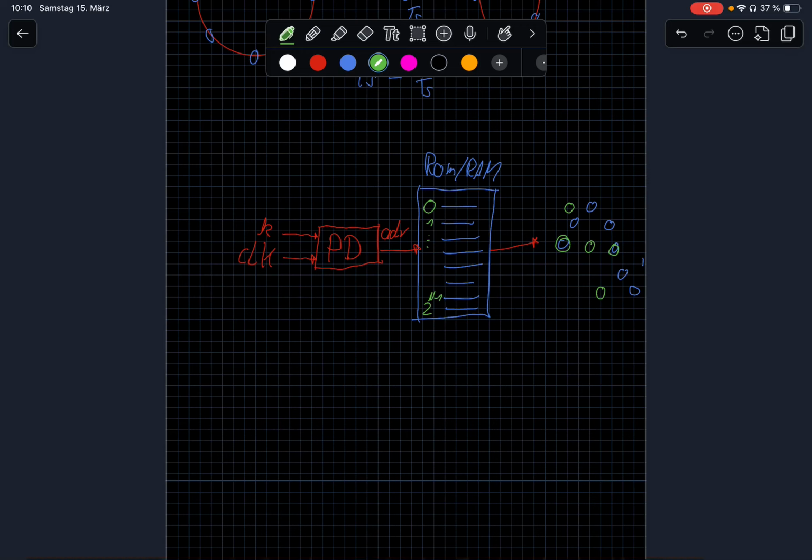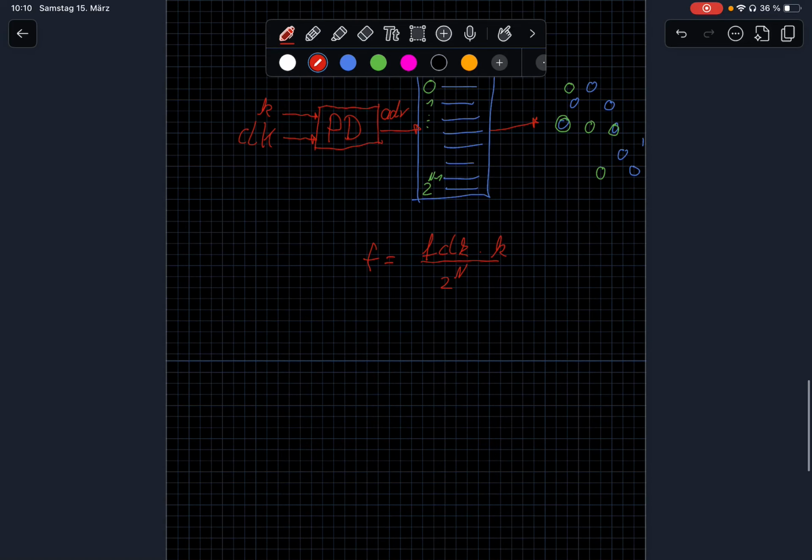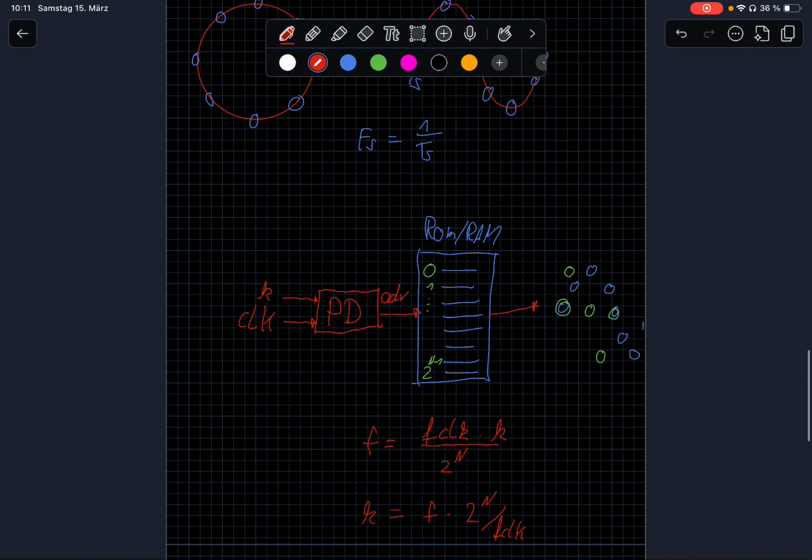When we want to calculate the frequency depending on these parameters, we can use the formula F equals F clock times K over 2 to the power of n. And also we can calculate the value K, which is F times 2 to the power of n over the clock frequency. With this knowledge, you should be able to set up your DDS compiler in Vivado without any trouble.